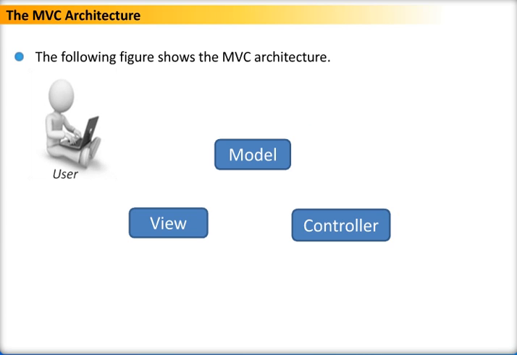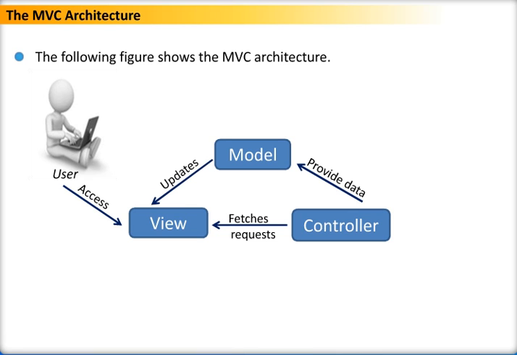The user accesses the view and sends a request. From the view, the controller processes the request and provides data to the model. The model receives data from the controller and updates the view.